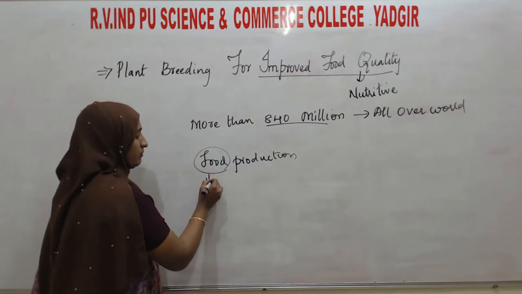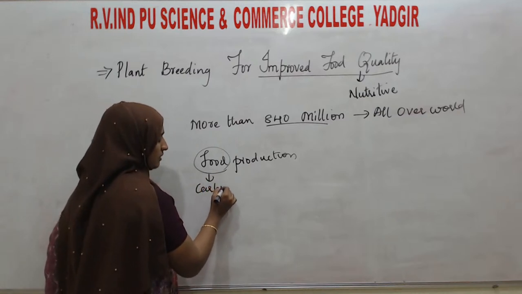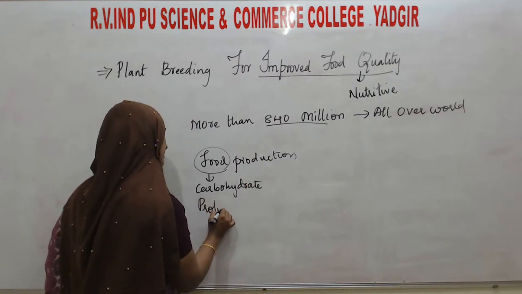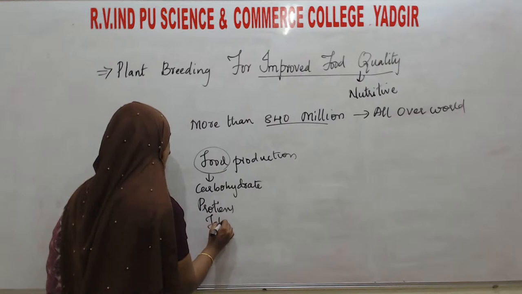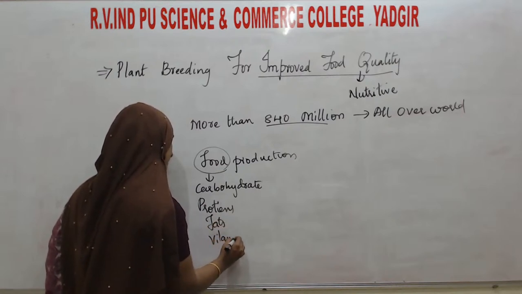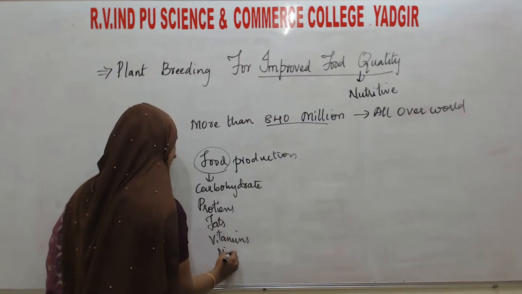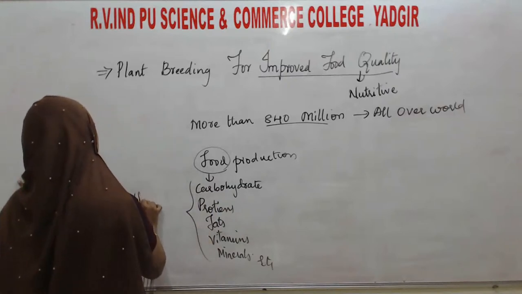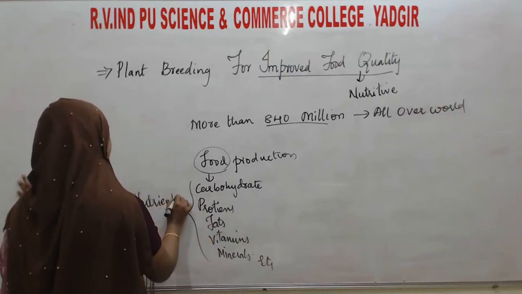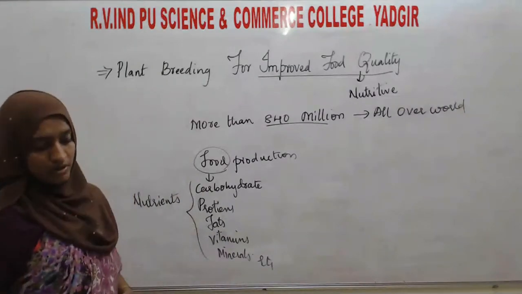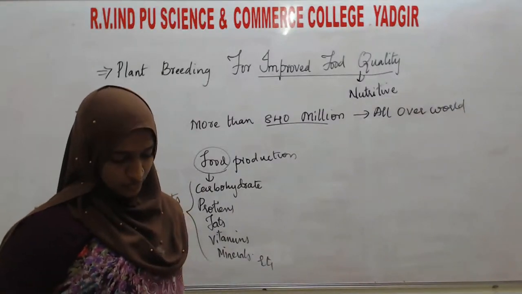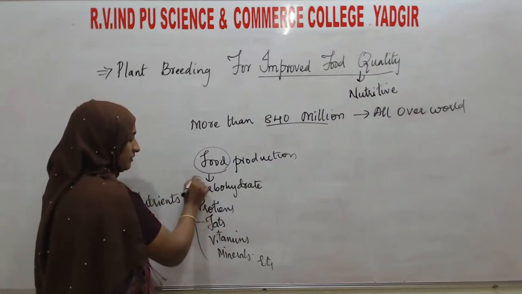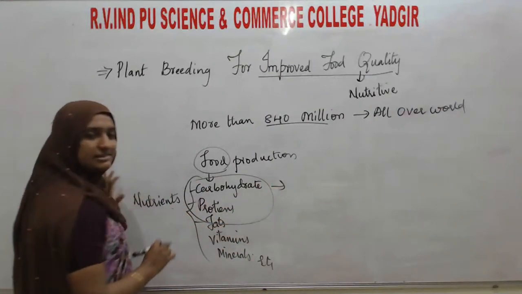See, the food which contains the carbohydrates, proteins, fats, vitamins, minerals, etc. All these are the nutrients. Whatever this carbohydrate, protein, fat is, all will come under these nutrients.